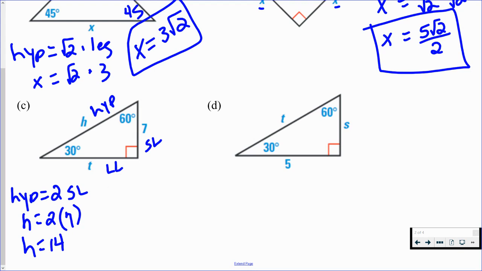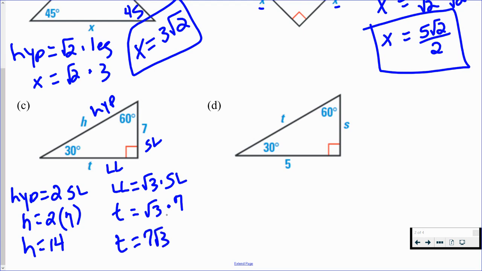Now let's talk about the long leg. Our property here, we know that the long leg equals square root of 3 times the short leg. So long leg is T, that's what we're solving for, equals square root of 3 times the short leg, which is 7. Okay, so T is simply 7 square root of 3. We solved for the 2 missing pieces in that triangle.